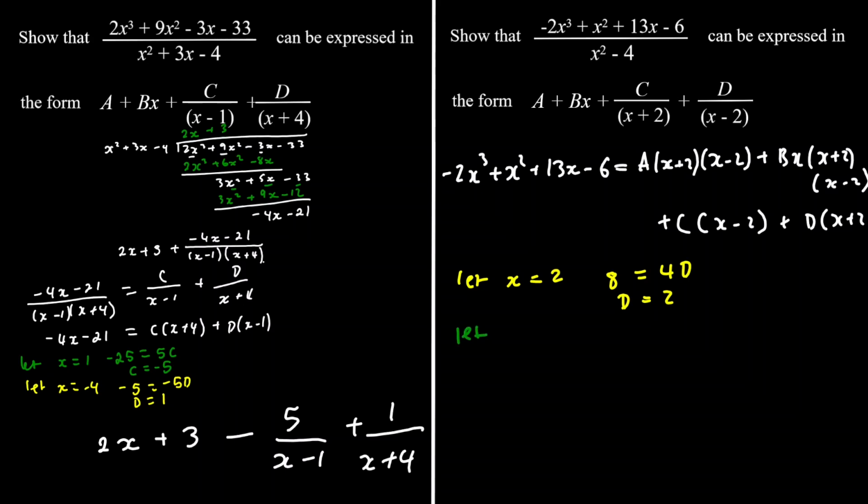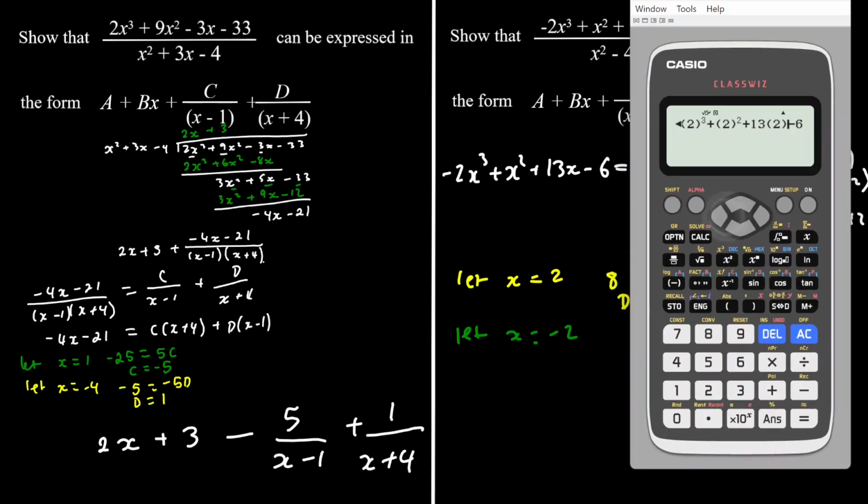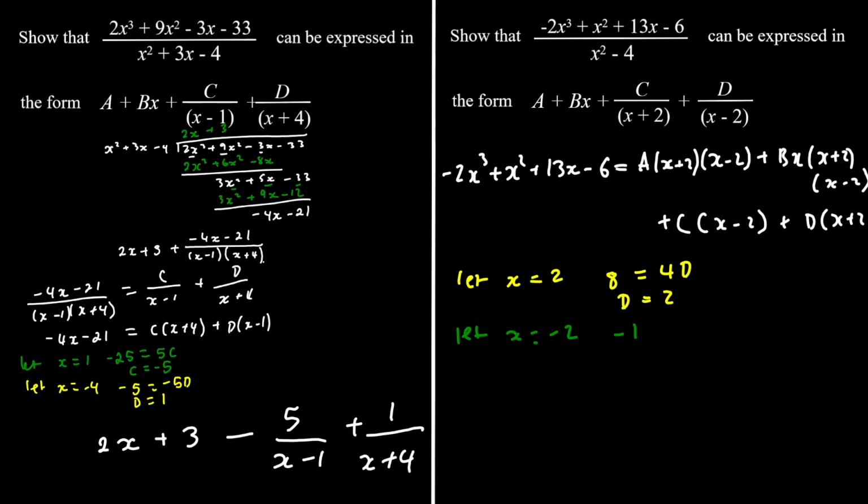If we let x equal negative 2, we get negative 12. And a's gone, b's gone, and d's gone. Negative 12 equals negative 4c. c is 3.